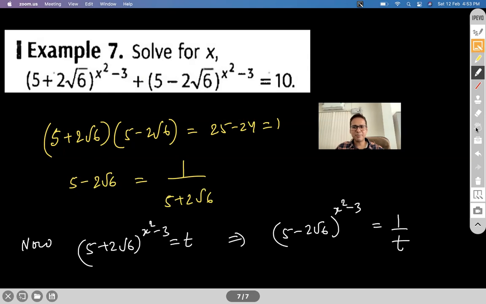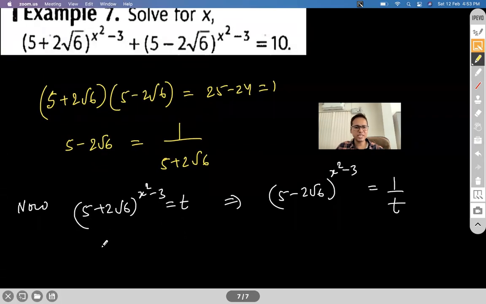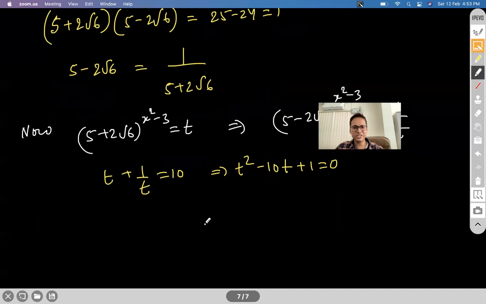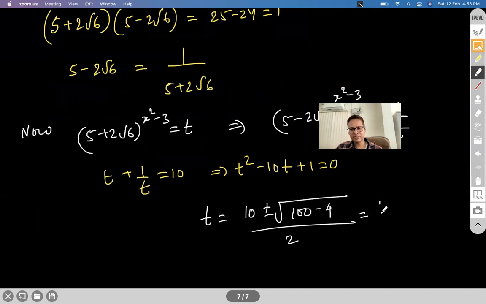Okay. So what will happen to this equation? This equation will become t plus 1 by t equal to 10, which means t square minus 10t plus 1 will be 0. Correct? Let's try to solve it using our Sridhar Acharya formula. So it's minus b plus minus root of b square minus 4ac by 2a, which is nothing but plus minus root 96 by 2a, which is going to give you 5 plus minus 2 root 6. Yes or no?